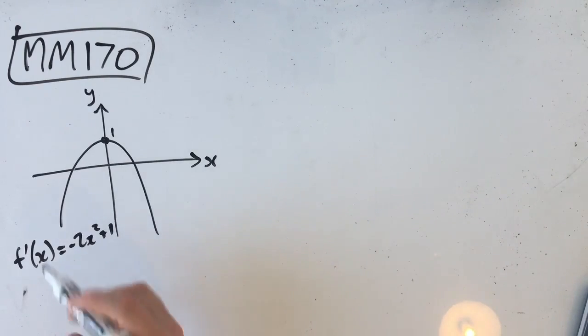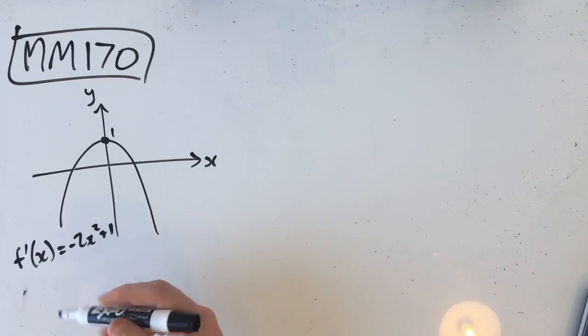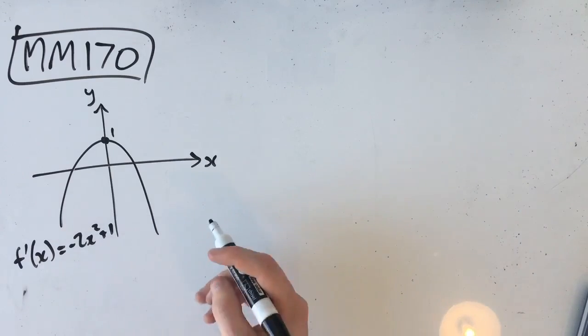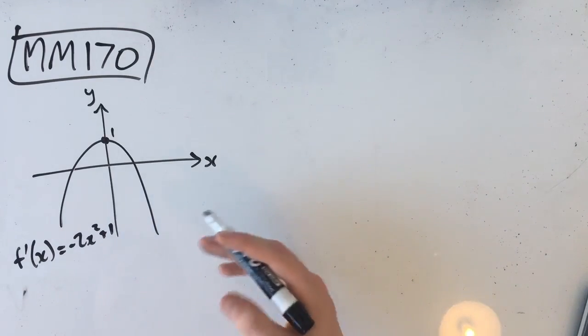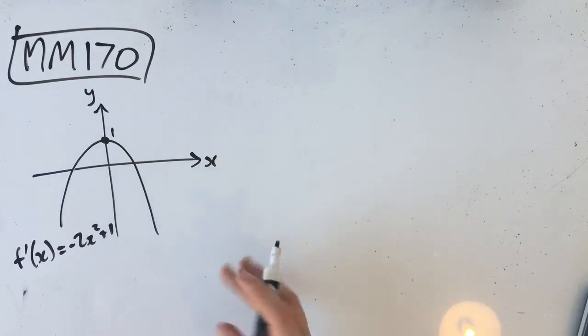Now we've got this gradient function, f dash of x equals negative 2x squared plus 1. We need to figure out which of the following graphs could represent the graph of y equals f of x, which is the original function of this being the gradient function.